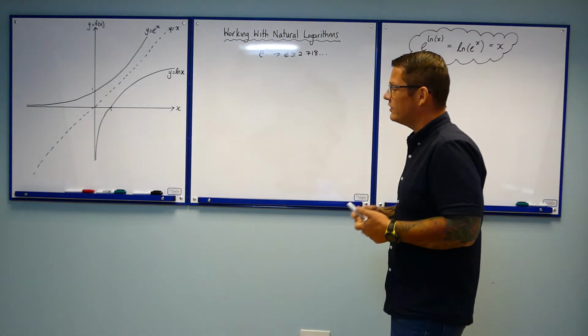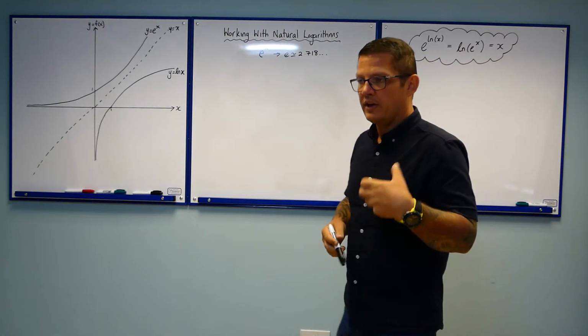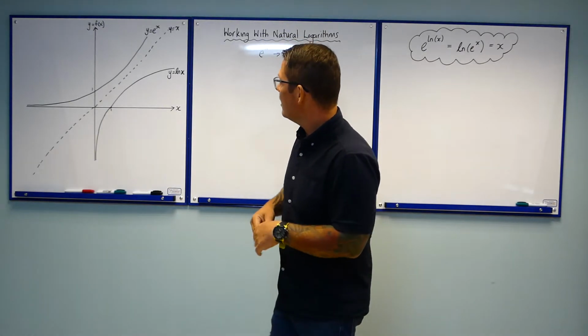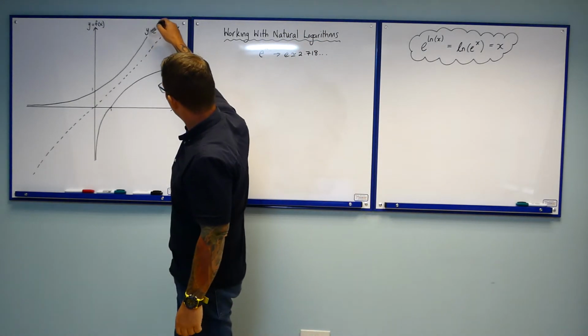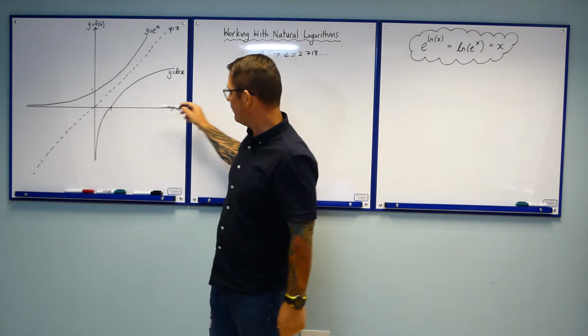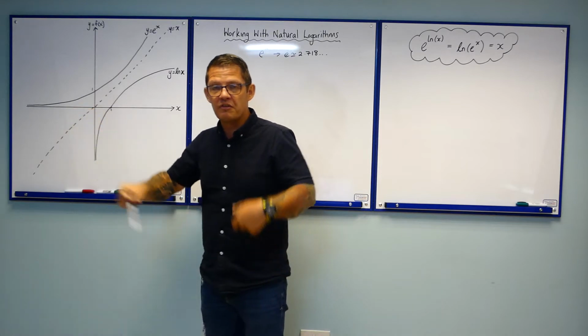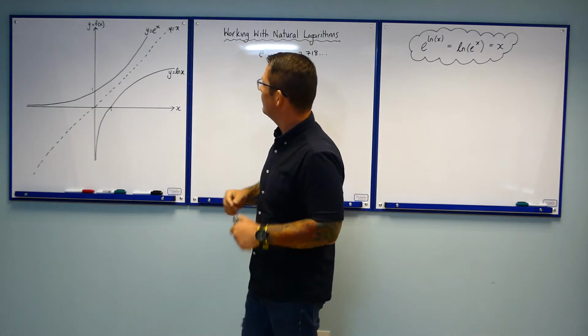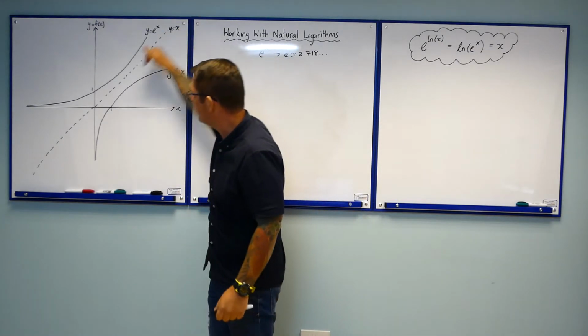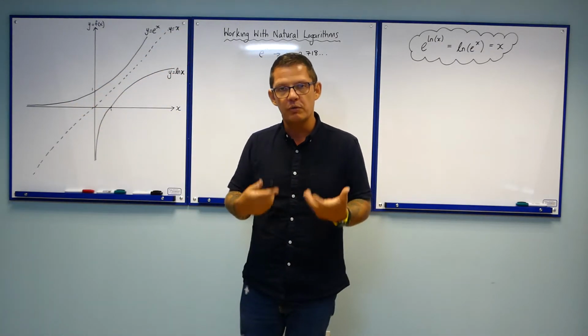We'll talk about this as well when we're looking at solving equations involving e, because here e to the x never drops below the x-axis. So there are no values for which e to the x is going to be negative as a solution, because it's always above the x-axis, so it's always positive.